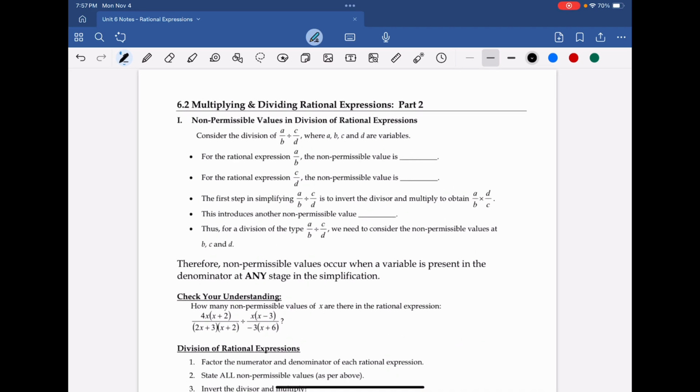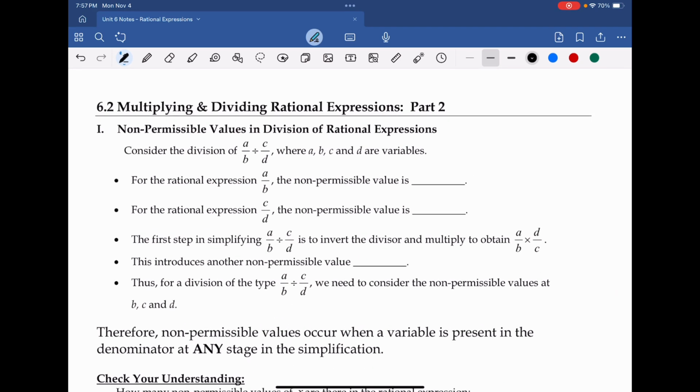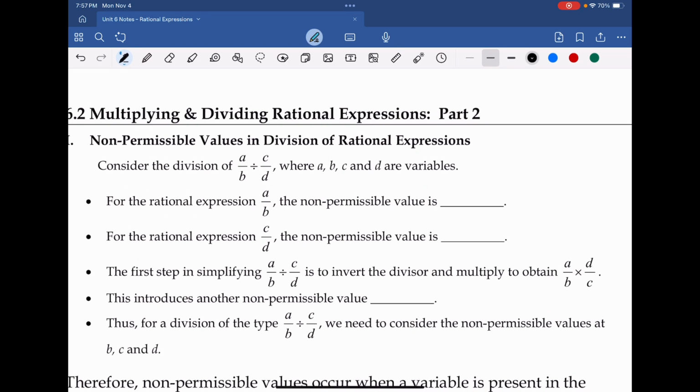Now, let's move into part 2, and part 2 is going to focus more on dividing, and specifically the rules around NPVs when we divide, because everything's generally going to seem very familiar, just slightly different here. So, non-permissible values in division. Well, let's consider the following.